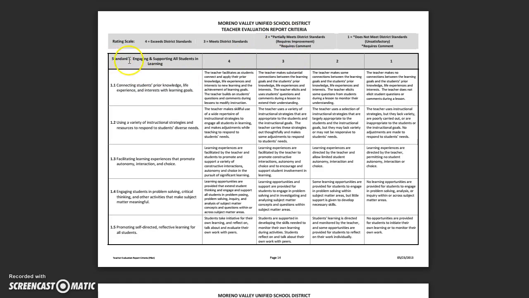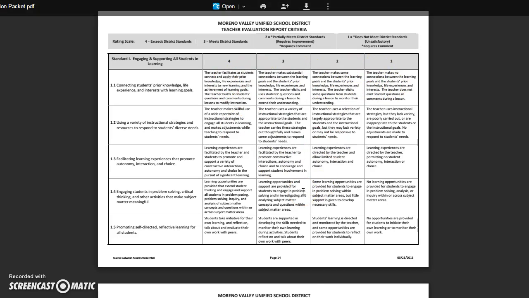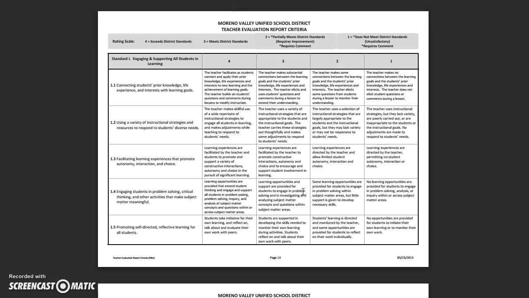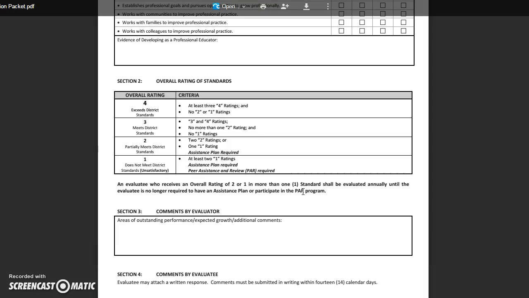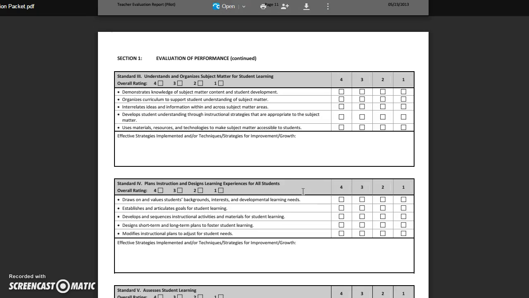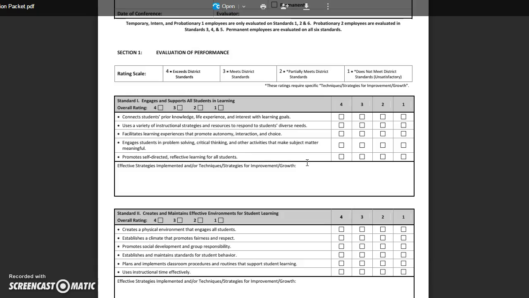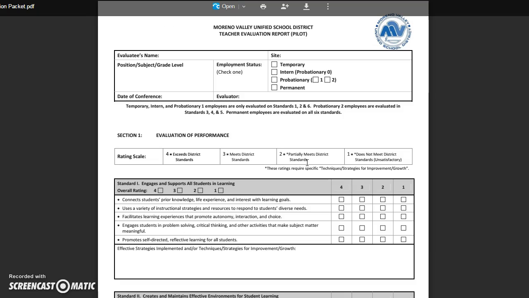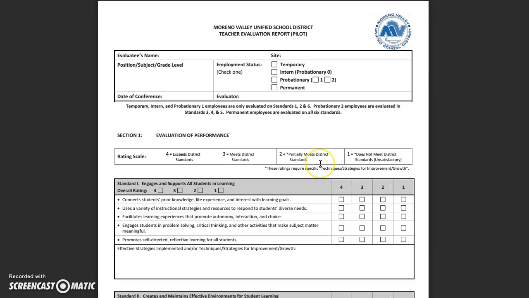So you can see again the standard and each of the behaviors or functions embedded within that standard. And then there are descriptors for each level of the rubric. So that can help guide the teacher in their self-reflection, determining where they would rate themselves on each of these behaviors. When they come to the pre-evaluation meeting with that self-reflection form filled out, they guide the discussion, the observations are conducted, and the final evaluation form that the evaluator completes looks like this.